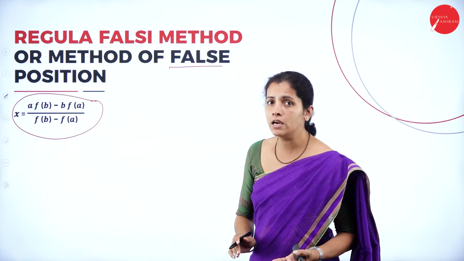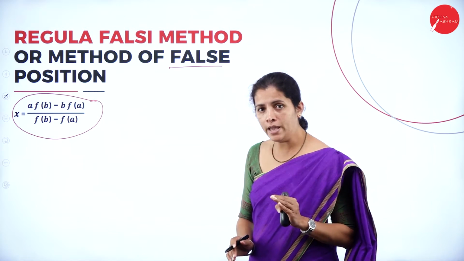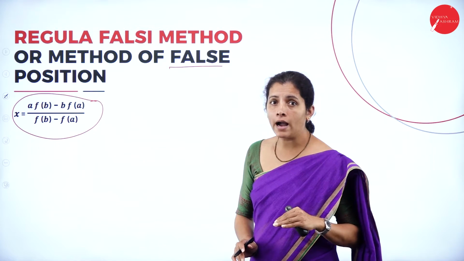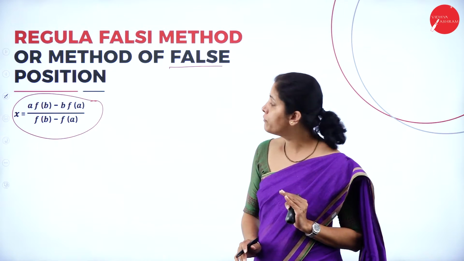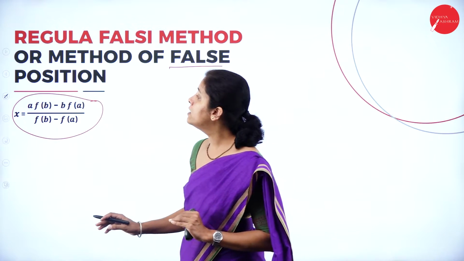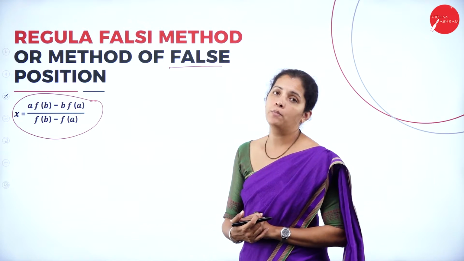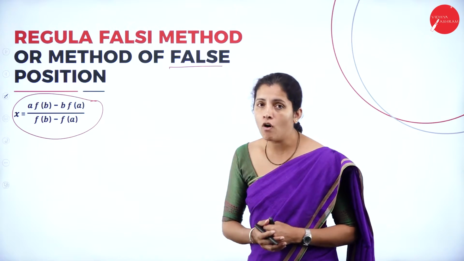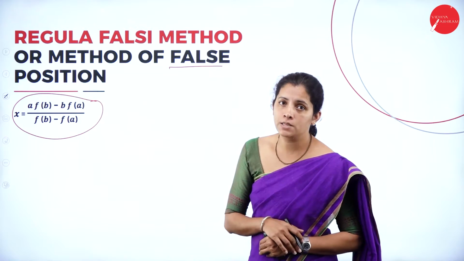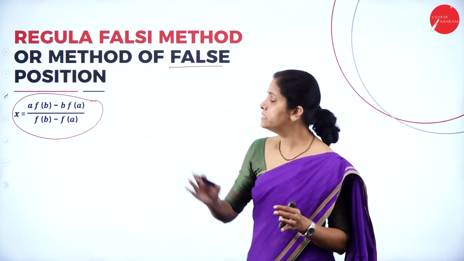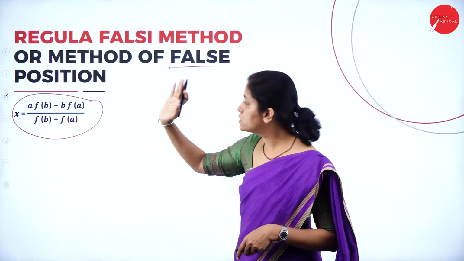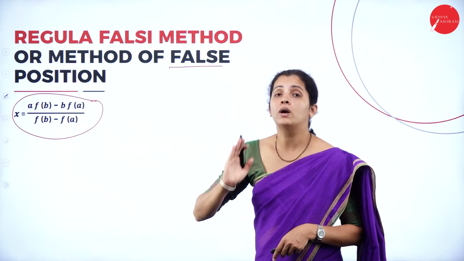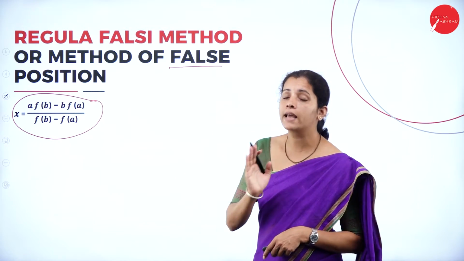So what's the formula here? A into f of b minus b into f of a divided by f of b minus f of a. Anyway, dear student, while solving the problem, I'm going to explain what is A, what is f of A, what is B, what is f of B. Along with that, I'm going to explain what is x. At present, you just remember this formula. While solving the problems, I'm going to tell what is A, what is f of A, what is B, what is f of B, as well as x.